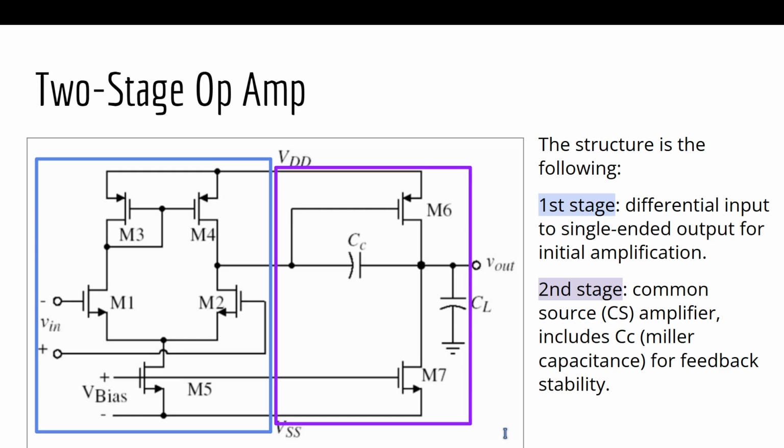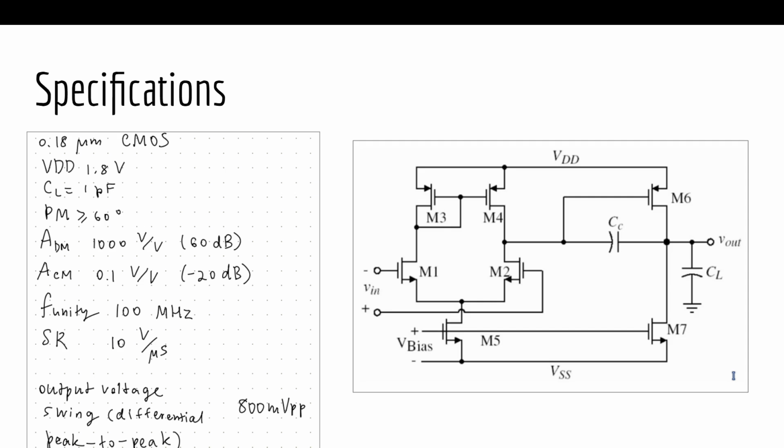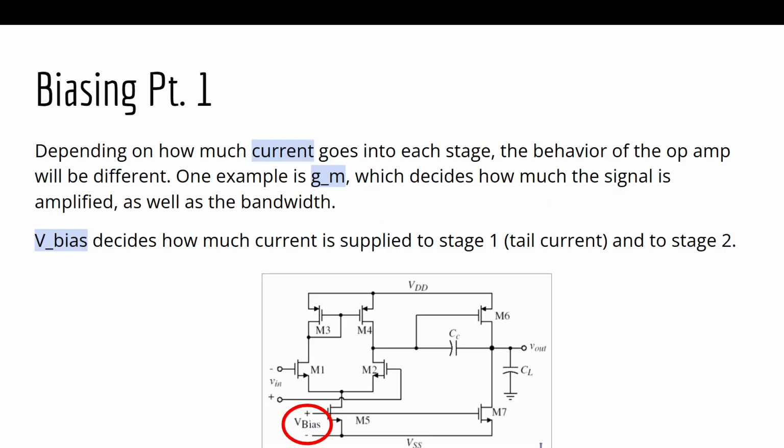A two-stage op-amp consists of two stages. The first stage is differential input to single-ended output for initial amplification, and the second stage is just a common source amplifier, which also includes Miller capacitance for feedback stability. In this slide, the specifications can be seen, and at the end of the video, I will show that they are met.